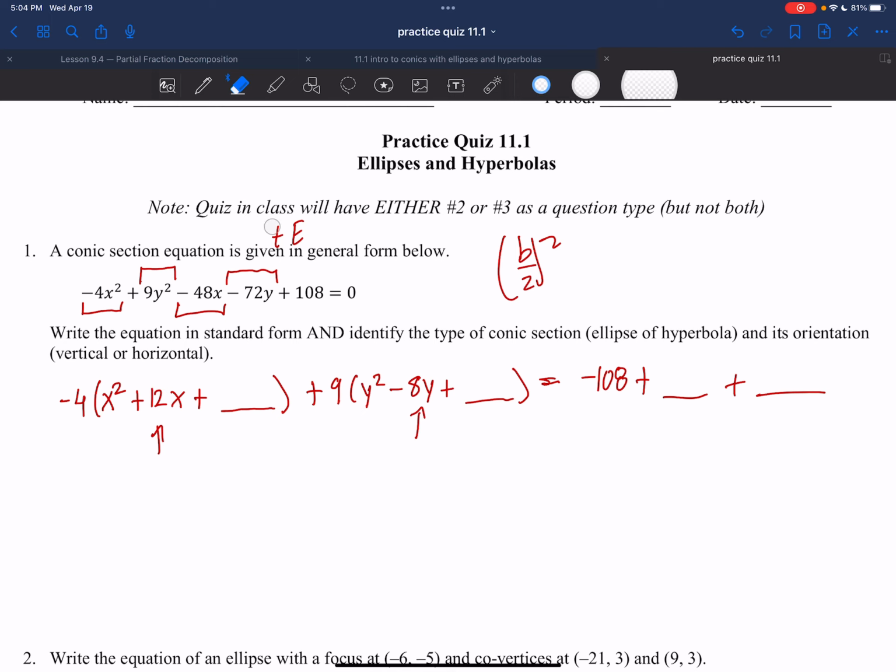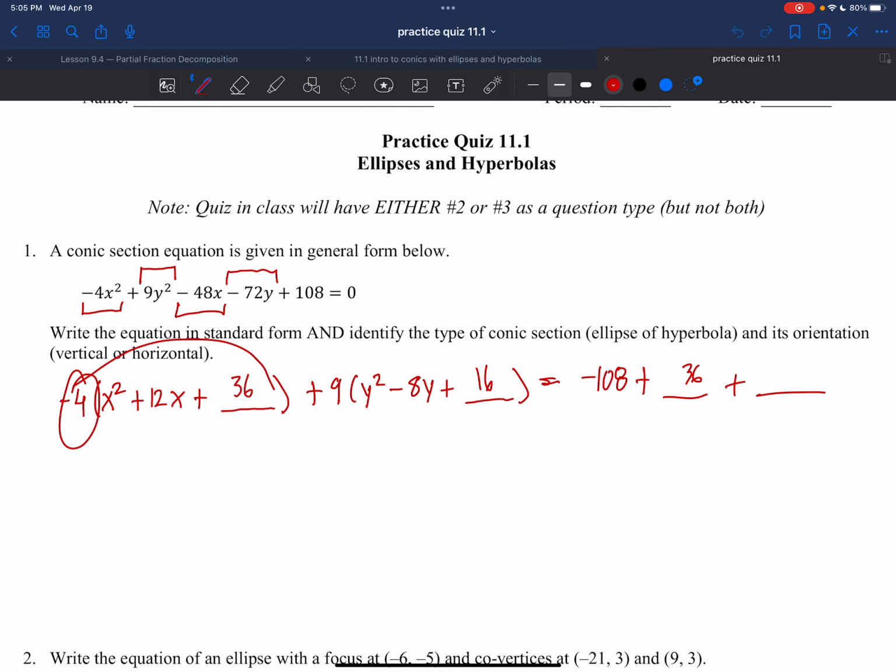It's not a whatever, okay? We typically refer to that as b, from a standard form quadratic. So anyway, 12 over 2 squared is 36, and negative 8 over 2 squared is 16. And so then this is negative 108 plus, now it's not just 36, it's negative 4 times 36. So I need to do negative 4 times 36 here. And then similarly 9 times 16.